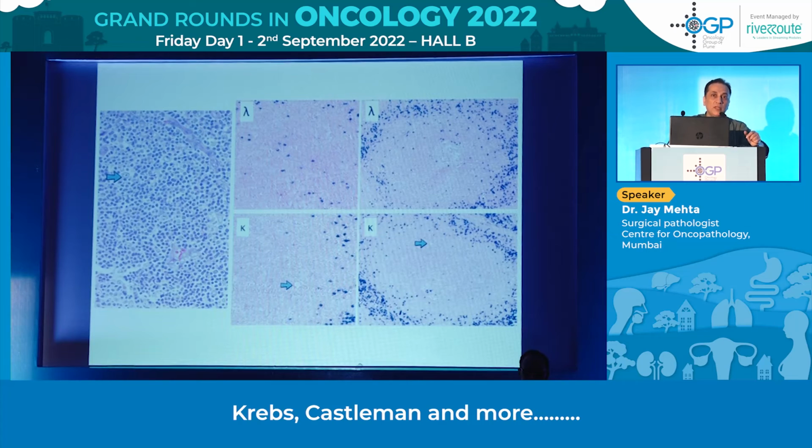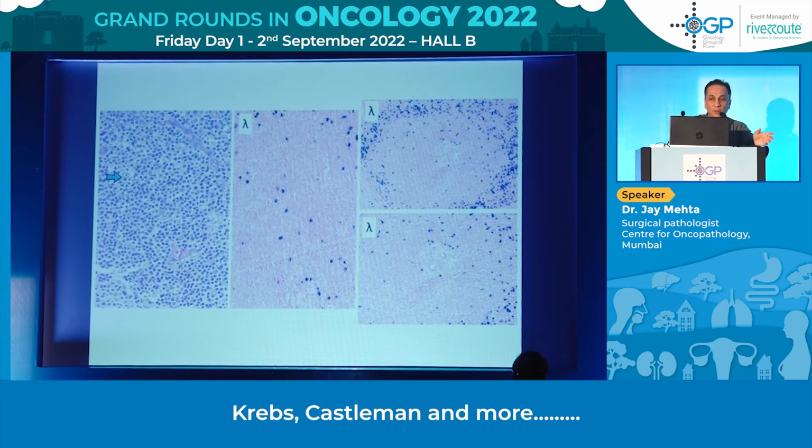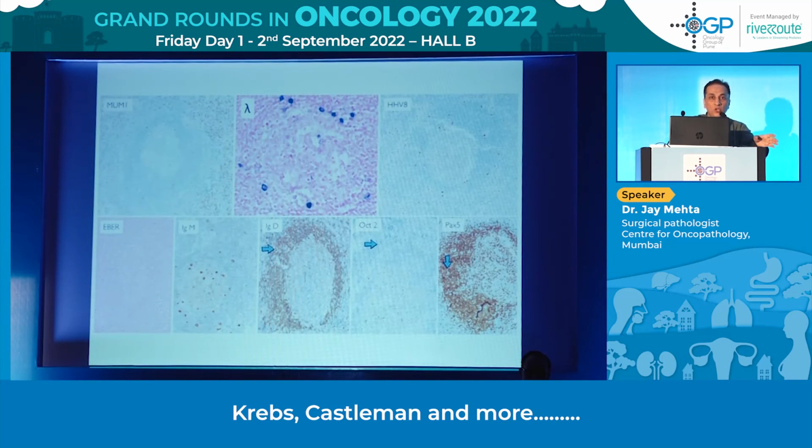The plasmablasts in HHV8 associated plasma cell rich Castleman disease are almost always IgM lambda. This is a high power again showing you lambda restricted plasmablasts. Here's a snapshot of these cells. So MUM1 on the left showing you positivity. The lambda, again, as I said, HHV8 is positive.